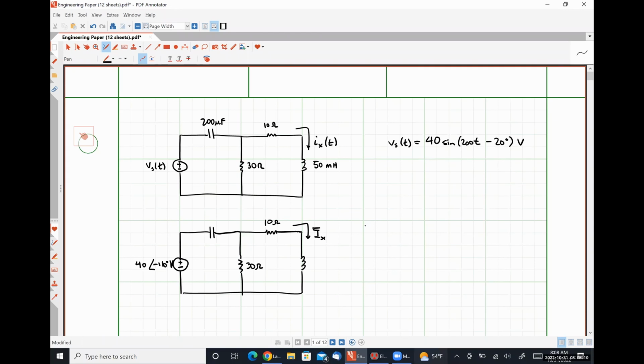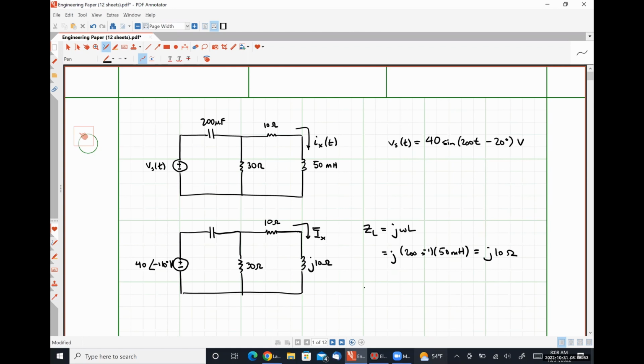The impedance of an inductor, ZL, is given by j omega L. So what's omega in this case? 200 radians per second. L is 50 millihenry. And just so I don't screw this up, I will use my calculator. So 200 times 50 times 10 to the minus 3. So positive j10 ohms.